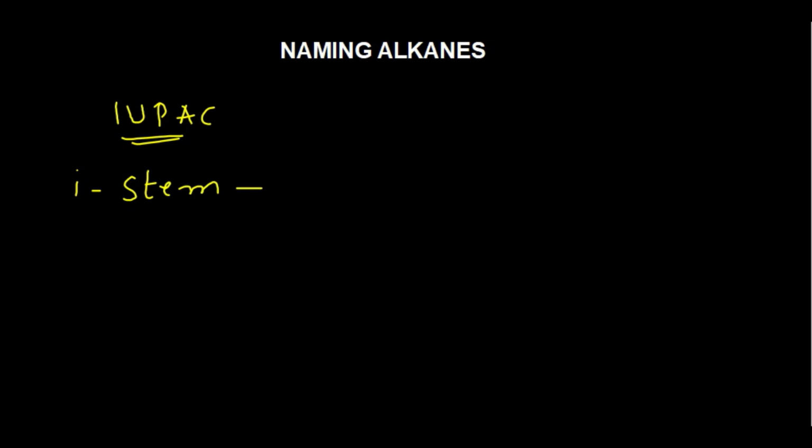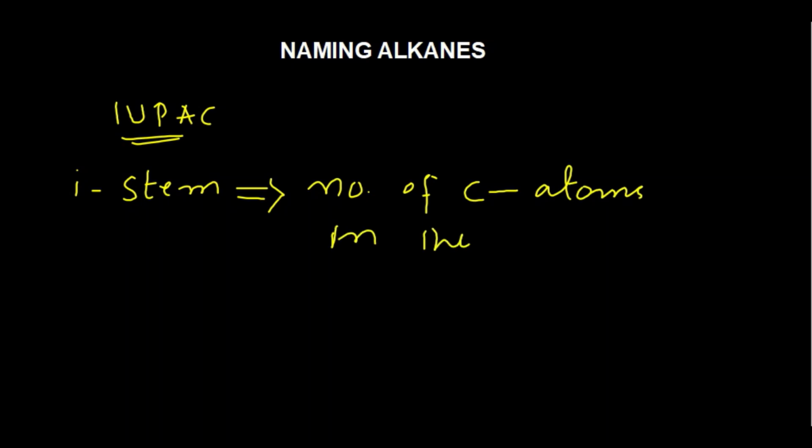What type of information is obtained from stem? Stem tells us the number of carbon atoms in the chain. Right, students? And the second part is the suffix.